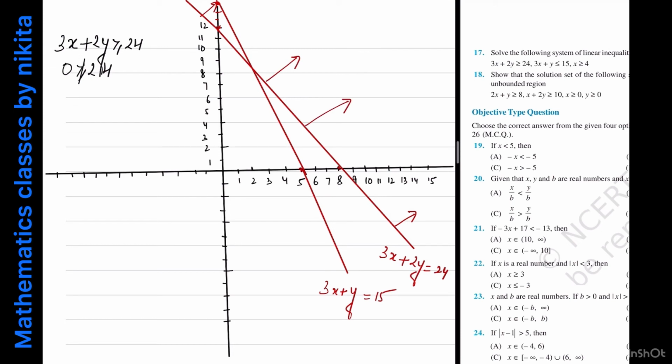And for the second line, you have 3x plus y less than or equal to 15. Does origin satisfy it? Yes, 0 is less than or equal to 15. So therefore the shaded region is this side towards the origin. This is your origin. Now the last inequality is x greater than or equal to 4. So first let us see the line x equal to 4. So x equal to 4 is this line.